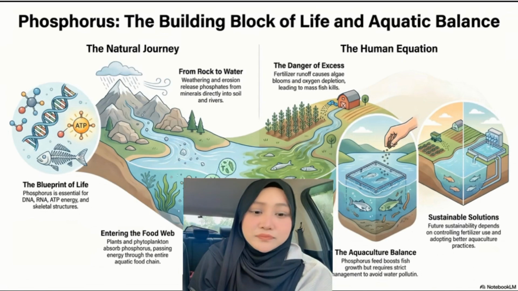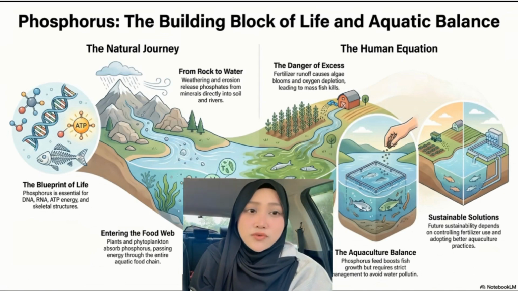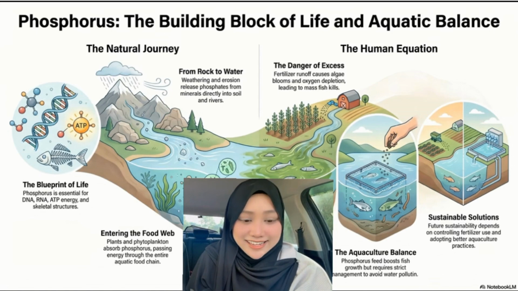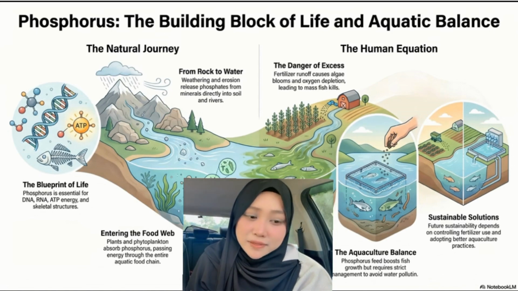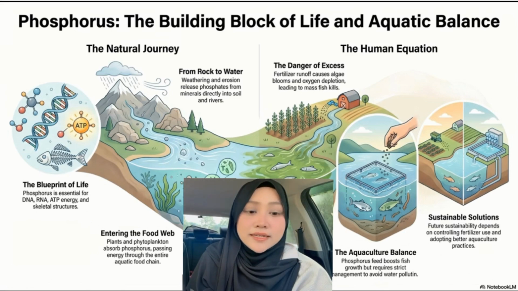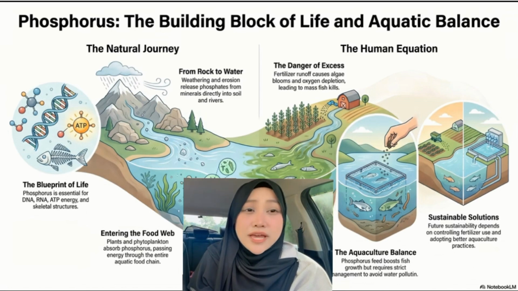As we conclude, we must acknowledge the phosphorus paradox. On one hand, phosphorus is absolutely essential for life. It is the fundamental building block of DNA and RNA, the primary carrier of cellular energy in ATP, and a critical component in the development of bone and fish scales. Without it, the biological systems we have discussed simply could not function.